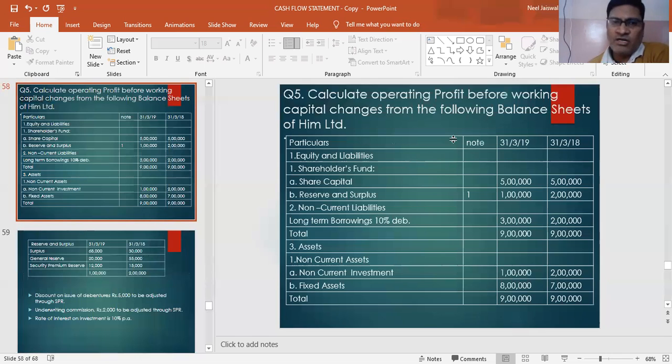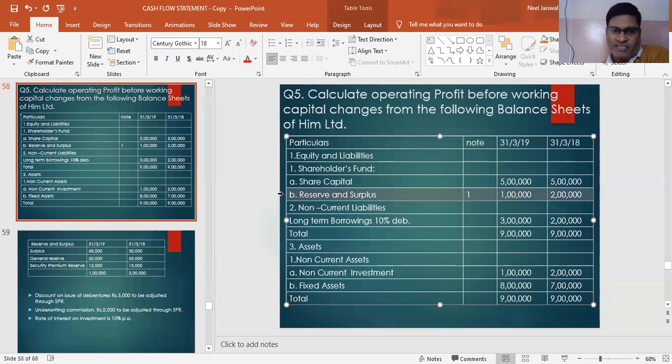One more sum, student. Now this sum is a part of balance sheet is given to you. We have to calculate operating profit before working capital changes. See, when balance sheet is given, we will see only reserves and surplus. And we will also see the borrowings. See, 10% debenture is given. We will also see whether there is investment or not.